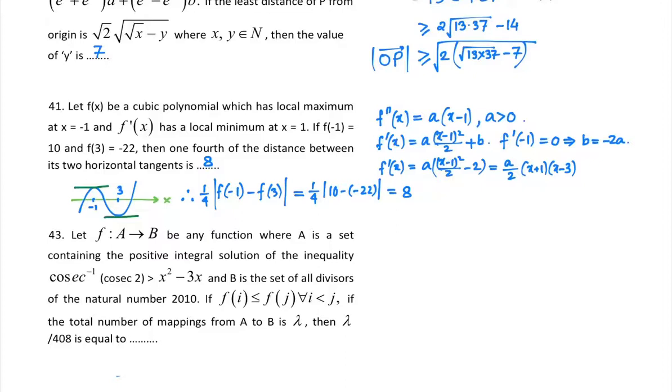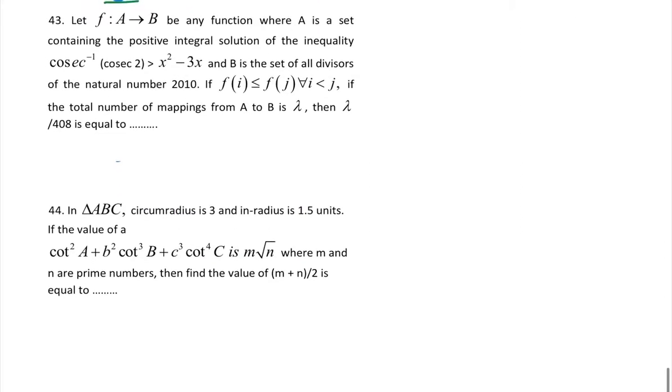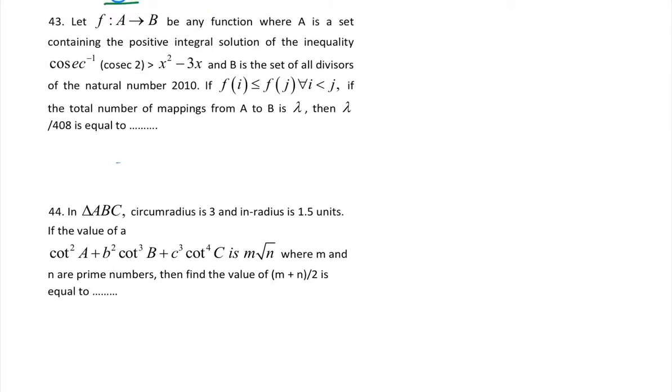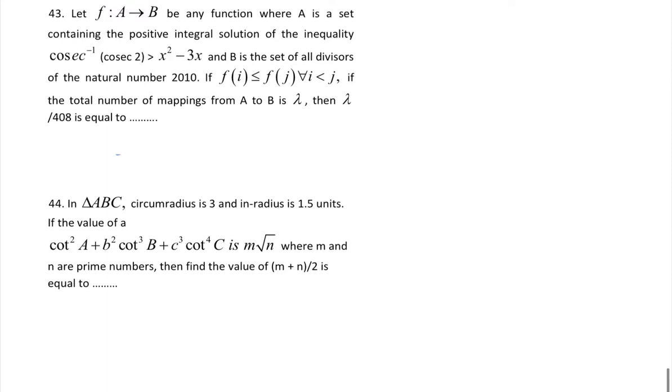Question number 43. We need to use multiple concepts actually. First of all, we can see that there is a function from A to B, but the set A is given by some other inequality, and B is given by some other conditions. So we have to use the concept of inverse trigonometric function to find cosec inverse cosec 2.